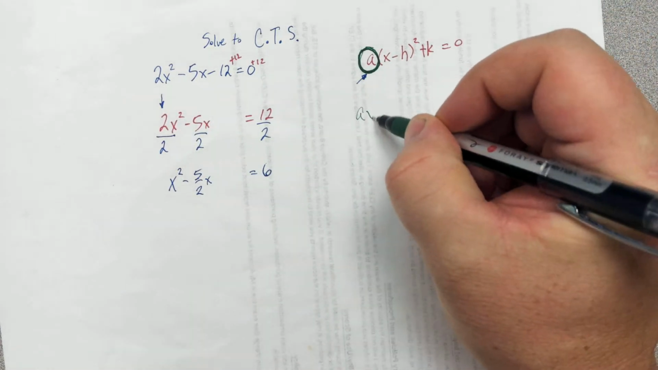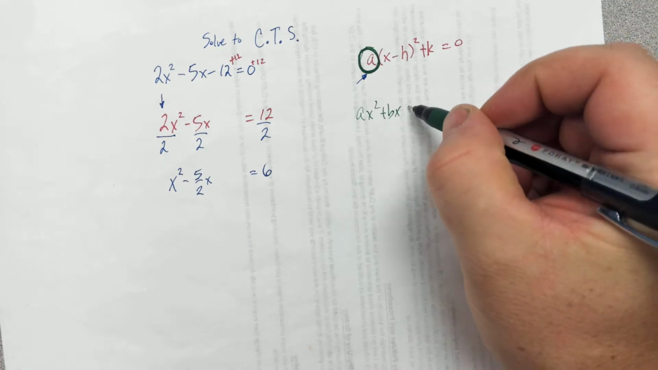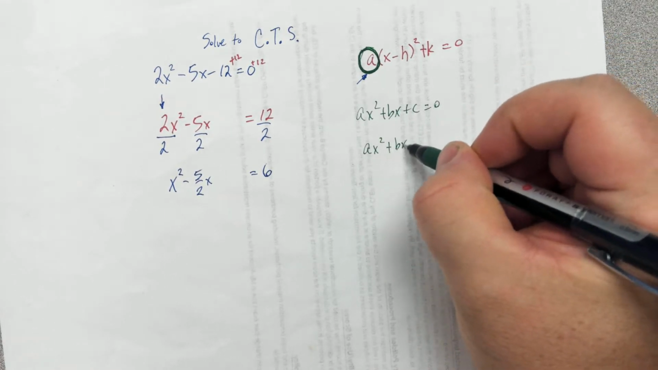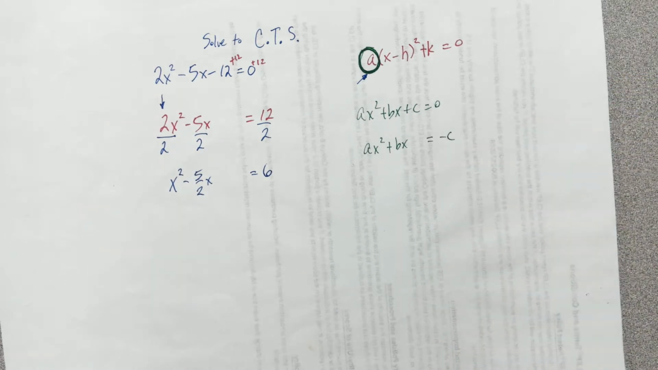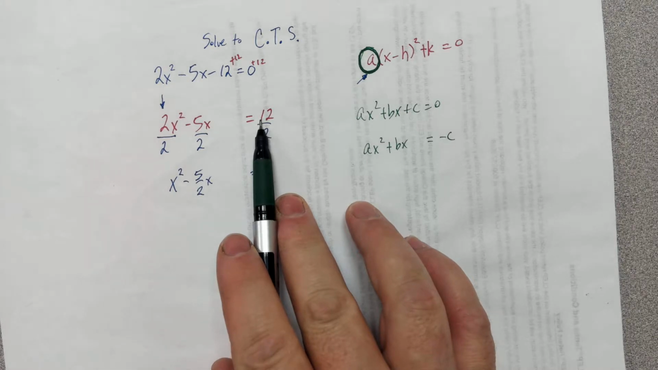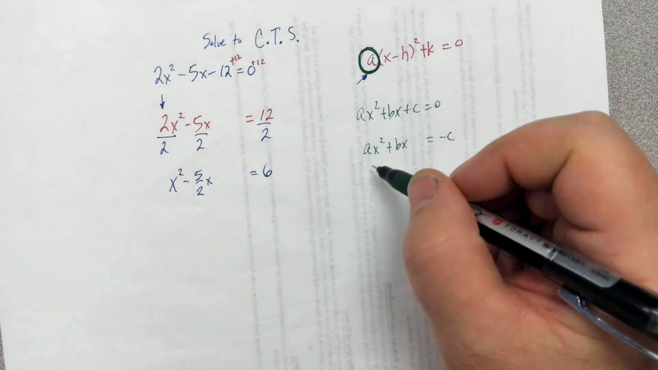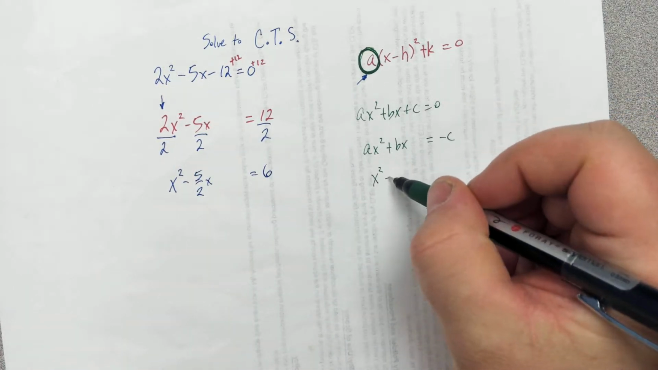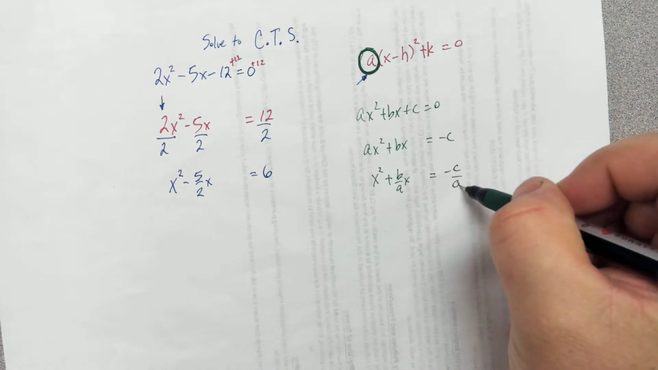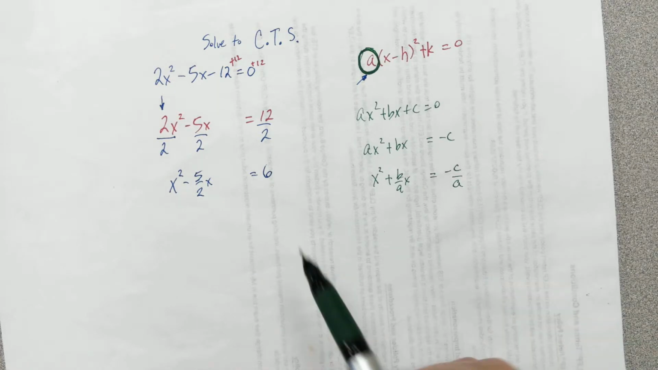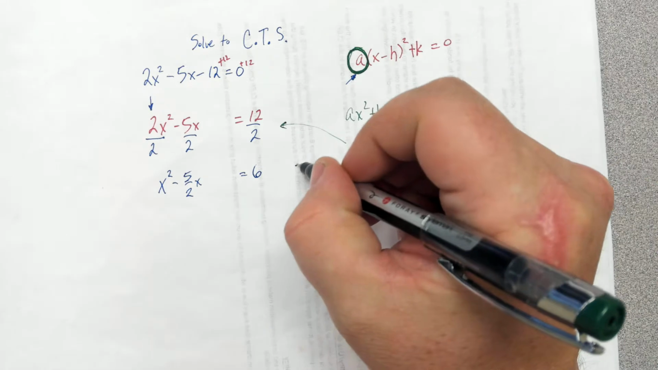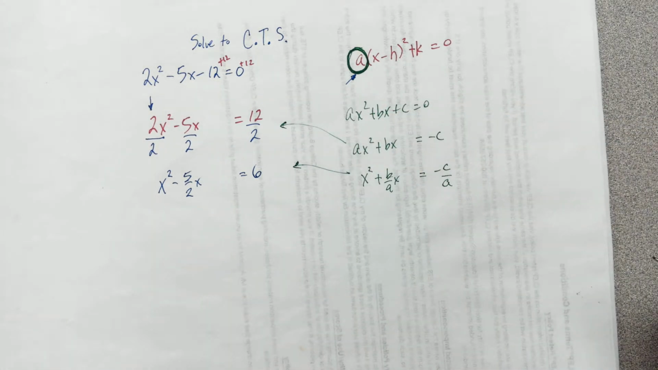So here's what we're doing. We have ax squared plus bx plus c equals 0. This is how we do it. We first move c to the other side. That's what we did right here in red. And then we divided everything by A. This is what we did right there, and this is what we're doing right there.